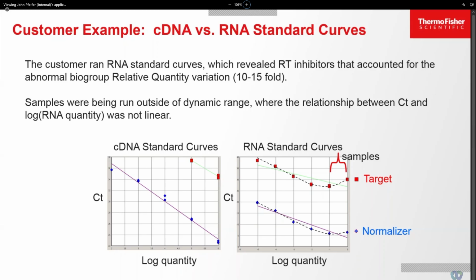The data has been randomized. Data is no longer valuable. But there's no way to know that without testing like this, because gene expression data is essentially random numbers. Now realize this 10 to 15 fold, that's relative quantities. That's after normalization. So yes, both the target and normalizer were impacted by the inhibitor, but not to the same degree. That's where the 10 to 15 fold errors came from.